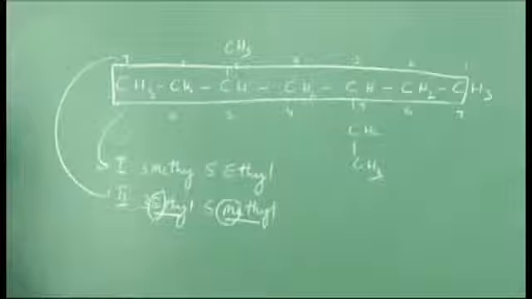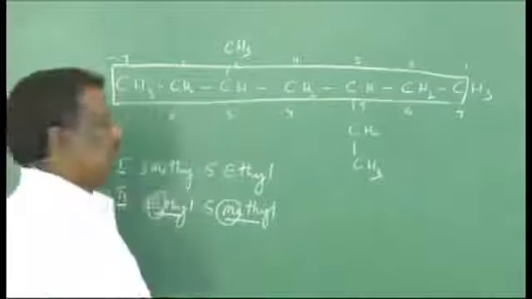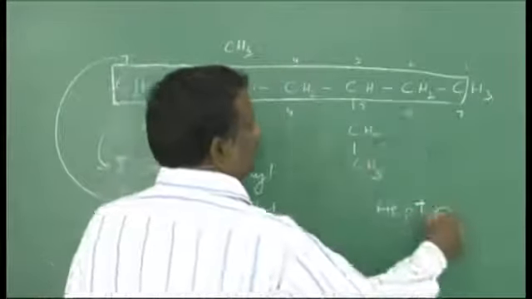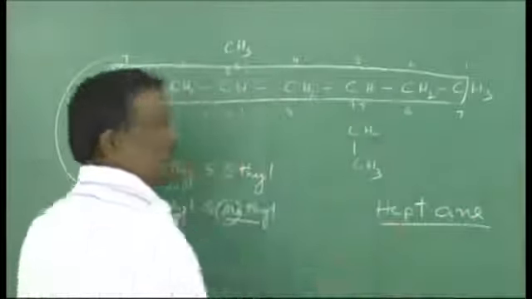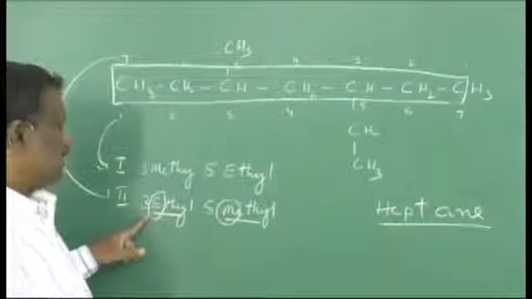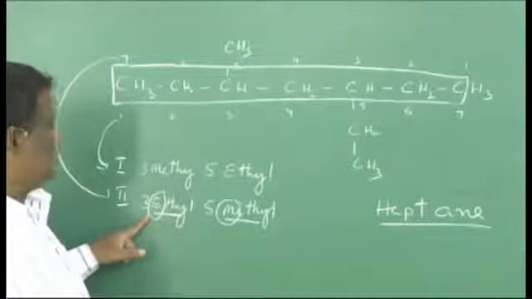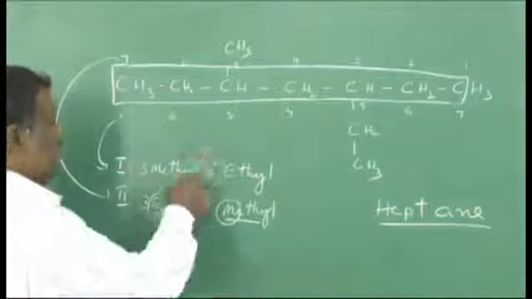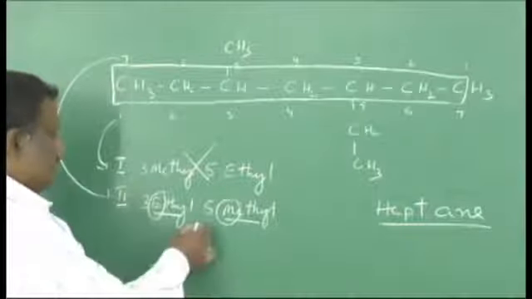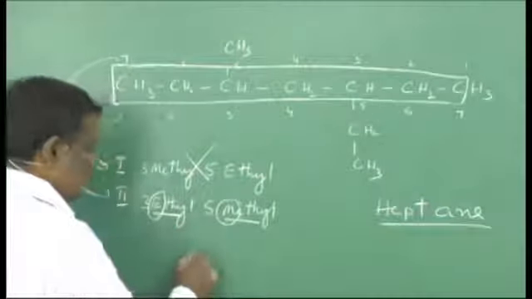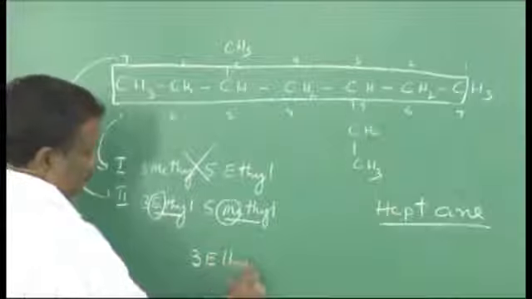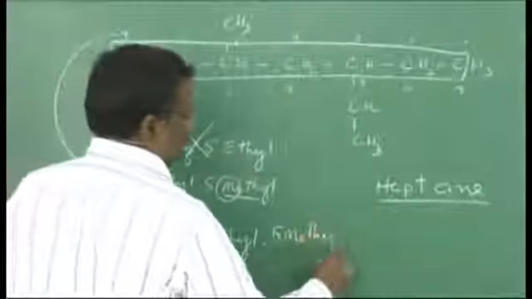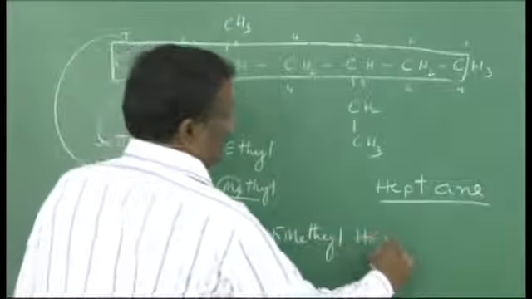So the name of this compound: here 7 carbon atoms are there, so hept, all are single bonds, ane, so it is heptane. And here the ethyl group on the third carbon should get the least number. If you take the first method, the ethyl will be on the fifth carbon, so you should not take this. Now this should be considered, that is 3-ethyl 5-methyl heptane.